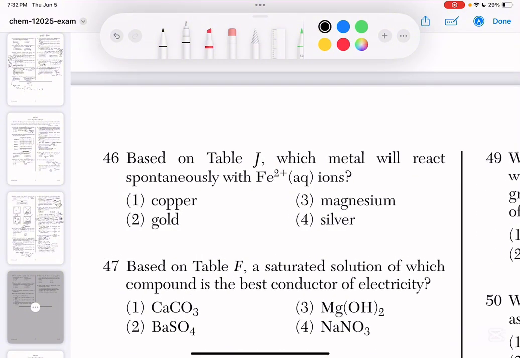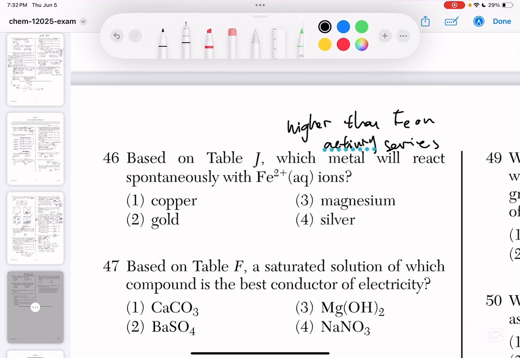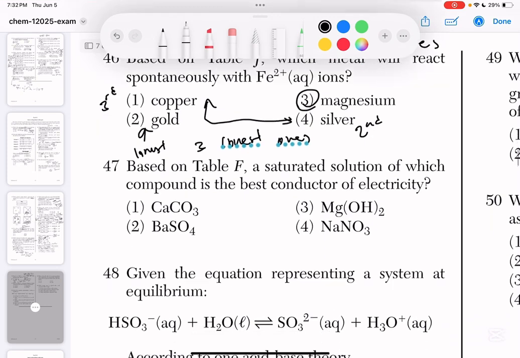Spontaneously with copper ions. Okay, so what we have to do here is just look for an element that's higher than Fe on the activity series, which is table J. And we can see that the only one that's higher than Fe on here is magnesium. These three are the lowest ones, with this being lowest, then second, and third. So that's pretty funny.